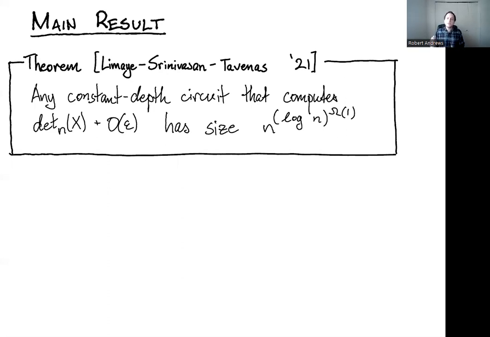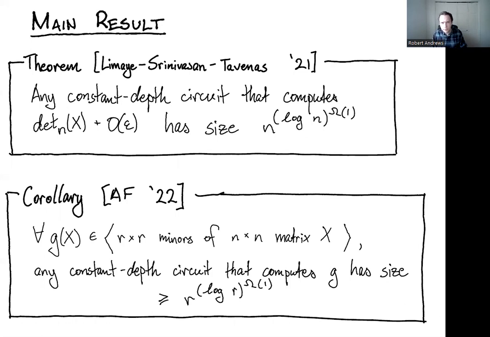And in fact, not just any circuit that computes the determinant, but any circuit that computes the determinant plus some small order epsilon error term still has to have this large size. Now, you take this theorem, combine it with the reduction from the previous slide, and you get the following corollary.